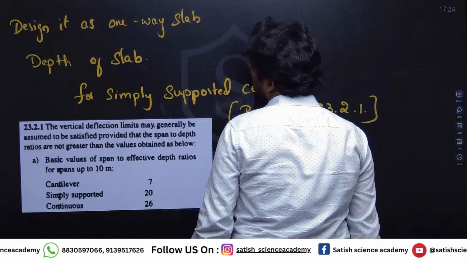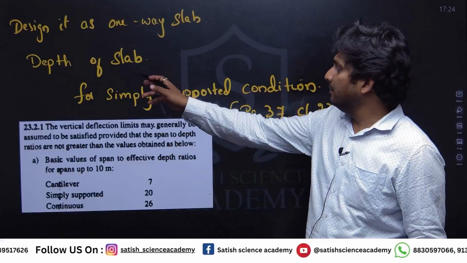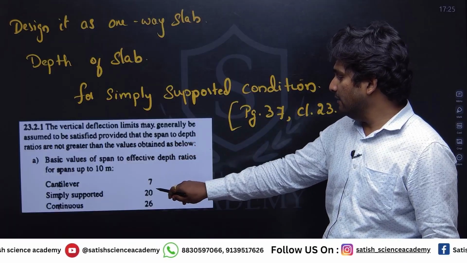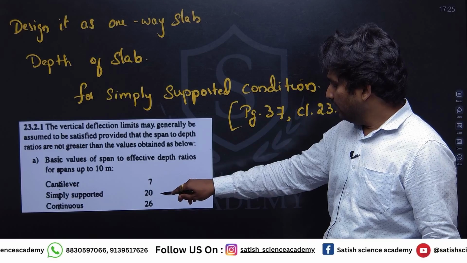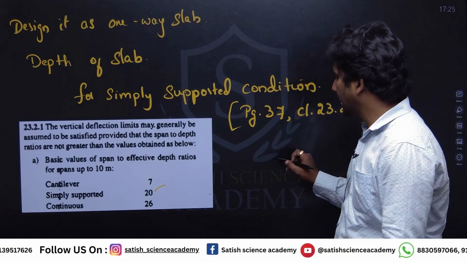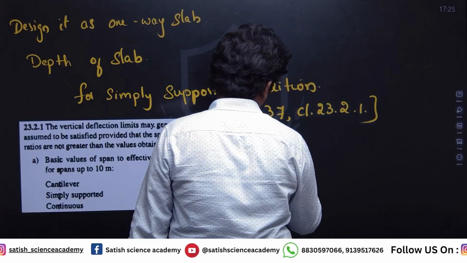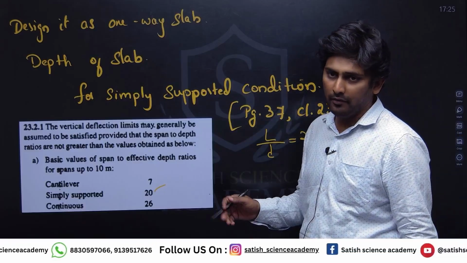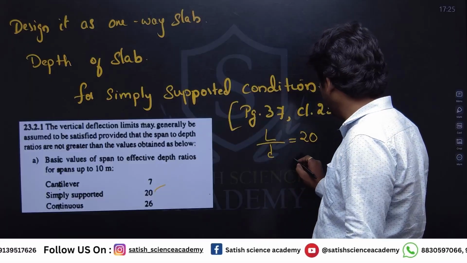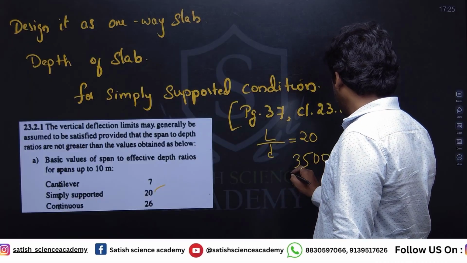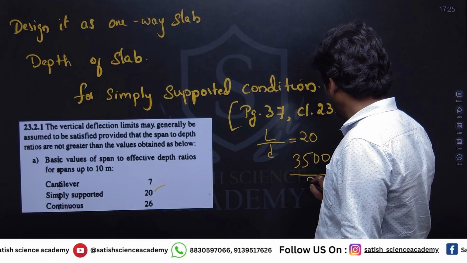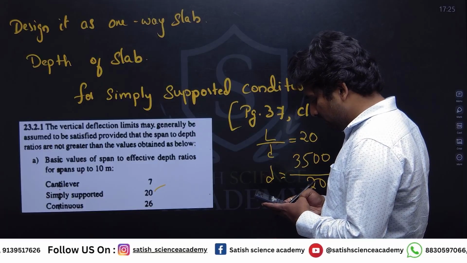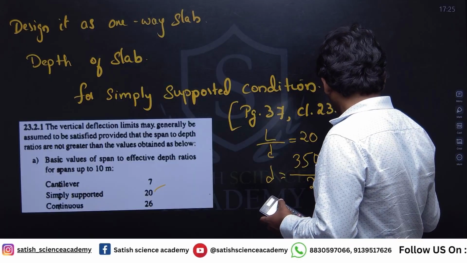Okay, now next step is design it as one way slab. Depth of the slab for a simply supported slab condition. So deflection criteria is L by D ratio is 20. So that will be L by D ratio equal to 20. So slab panel is given as 7.8 and 3.5. The smallest slab dimension we will be taking, that is 3500. 3500 divided by 20 equal to D. So this value is 175 mm.